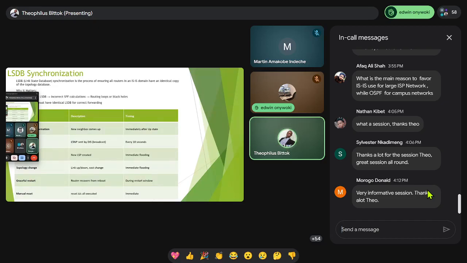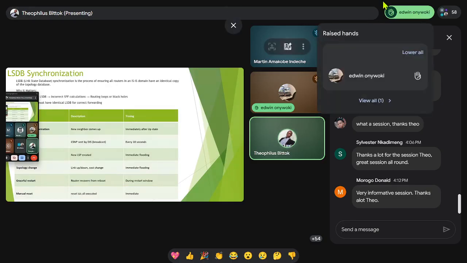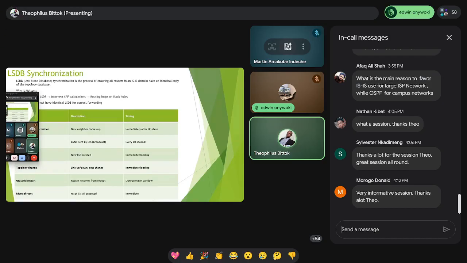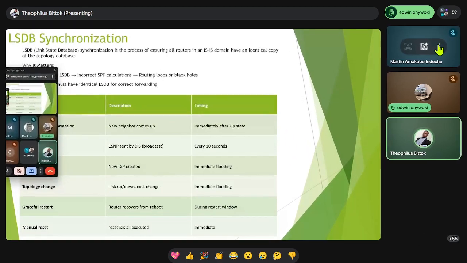So when it comes to loop prevention, there are two bits. There's an up bit and a down bit. So the up bit, let's say for example, if you are leaking a route from L1 to L1 L2, the bit will be set to 0. And when you are leaking it to another L1 L2 router, it's still going to remain 0.